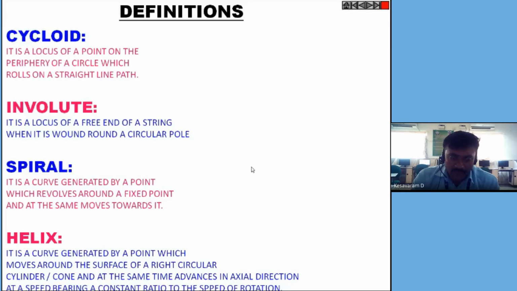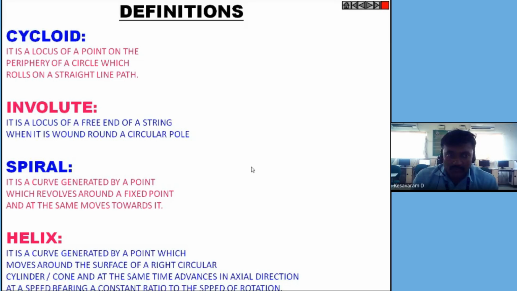Today we are going to discuss special types of curves like cycloid and involute. You have only cycloid and involute in your syllabus; you don't have spiral and helix in your syllabus. This we will discuss in the content beyond the syllabus. How to draw the spiral and helix, I will teach you later. So now we are going to discuss the cycloid and involute.